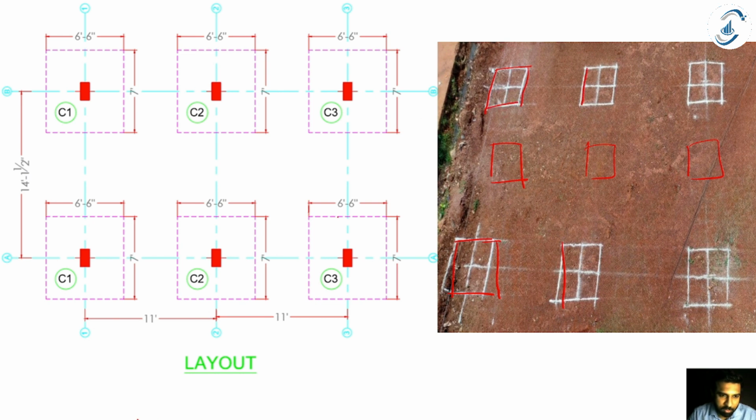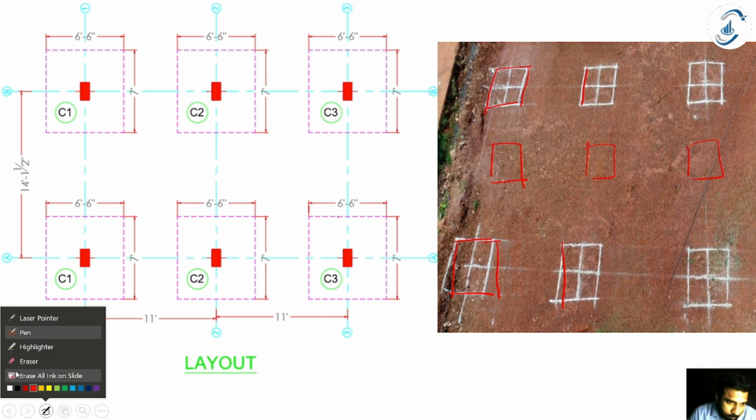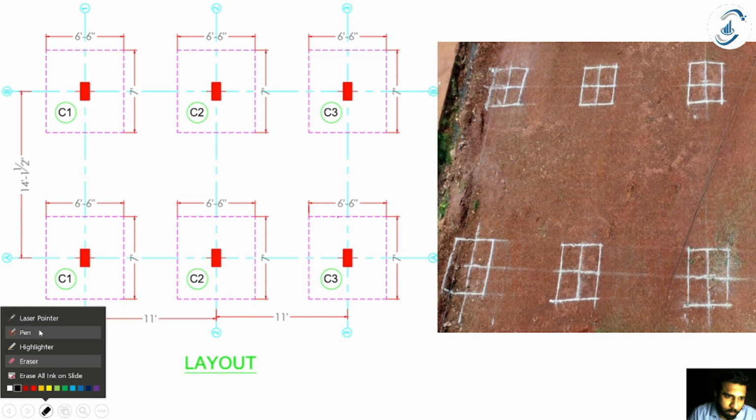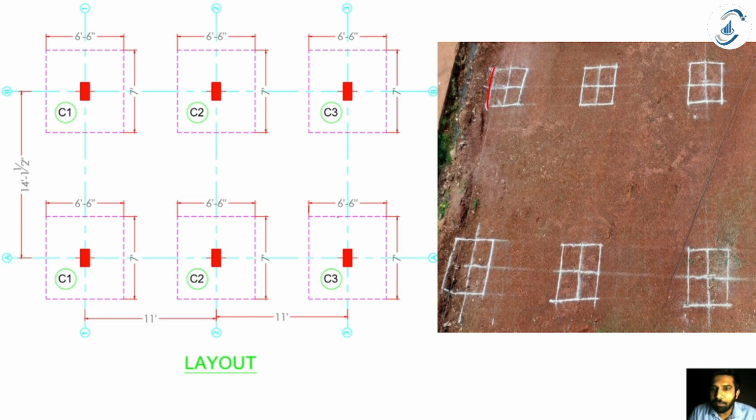Let me erase everything first. And if you can see now, wherever I have marked these points or these areas, this is where my excavation has to be done. Now the location where my soil is to be excavated is given by my centerline drawing. So the centerline drawing looks something like this.